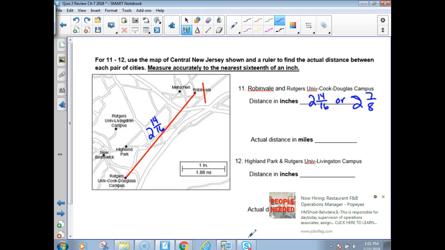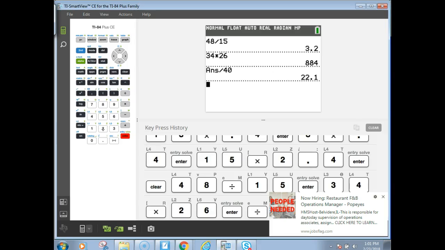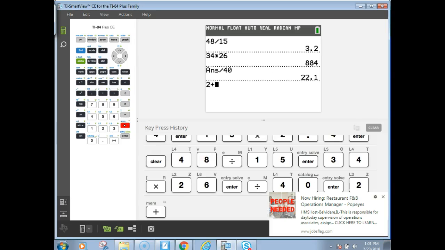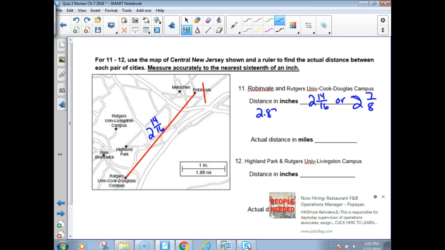Or what we're going to do anyway is grab our calculator and convert that to a decimal. So if you type 2 plus 14 divided by 16, and we're going to write that whole decimal down, 2.875. Do not round it. All right, that's 2.875 inches.